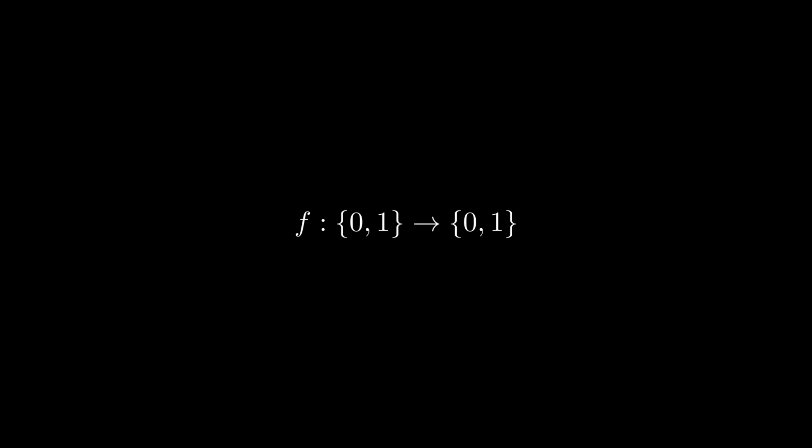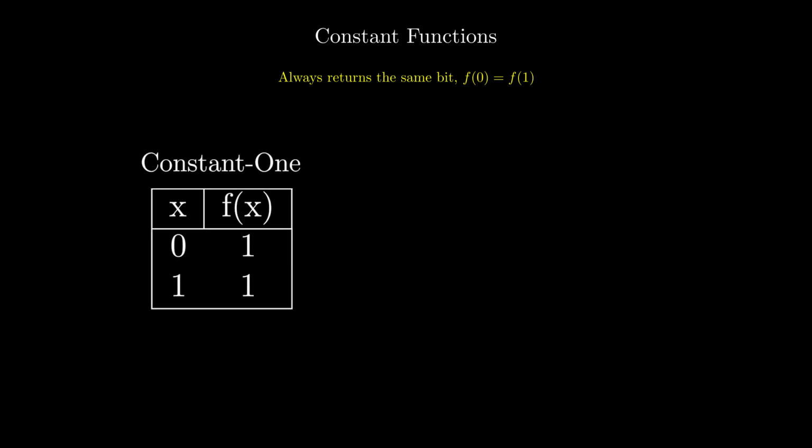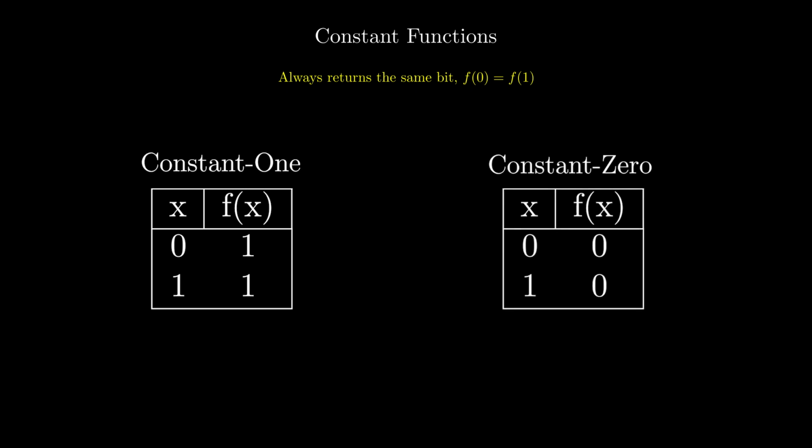It is like a black box. Our task is to find out whether the function f is constant or balanced. If a function is constant, then it returns the same bit, no matter the input. Here are the two constant functions that can act on one bit. Constant 1, which always returns 1, and constant 0, which always returns 0.